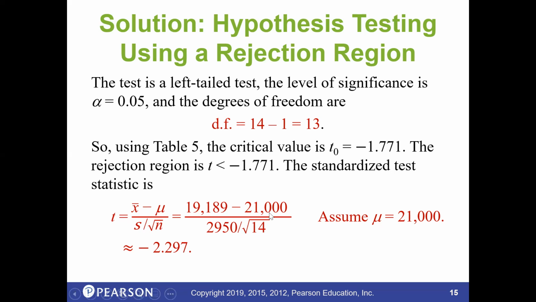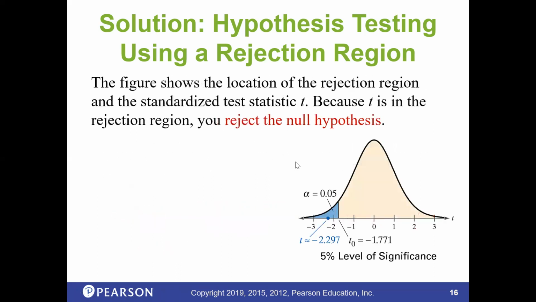Cool. Okay, so let's see the graphic of it. If you want to make the graphic of it, this is what it looks like. We're comparing t naught to the t that we found. The border of our rejection region is negative 1.771. The t value that we got from our sample is negative 2.297. So the question is, do we reject the null hypothesis? Absolutely, right?